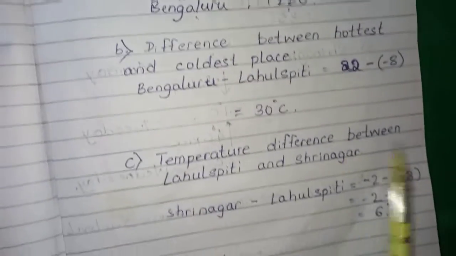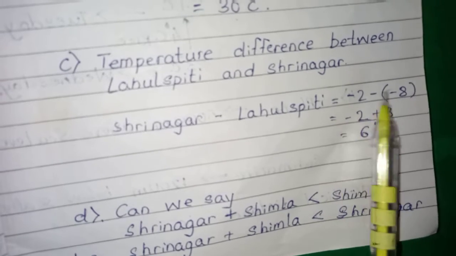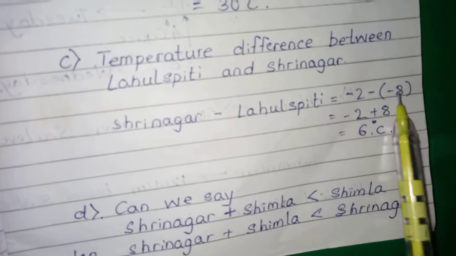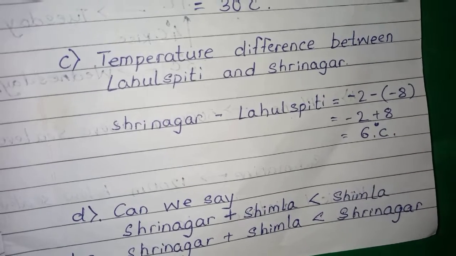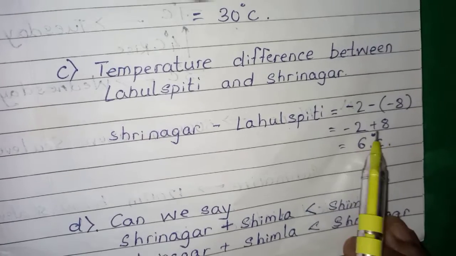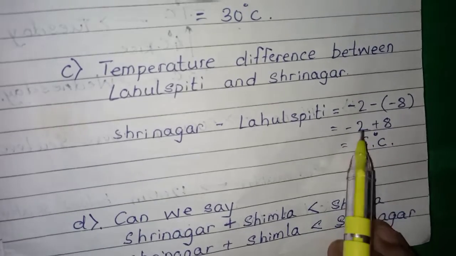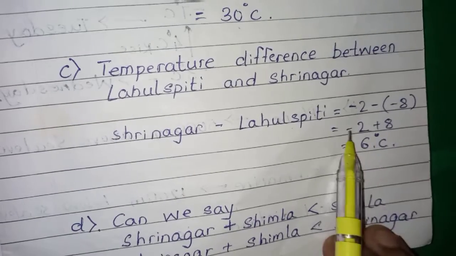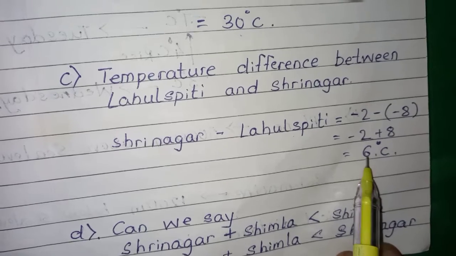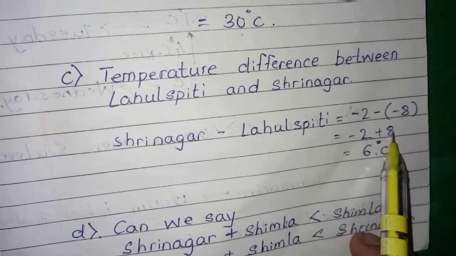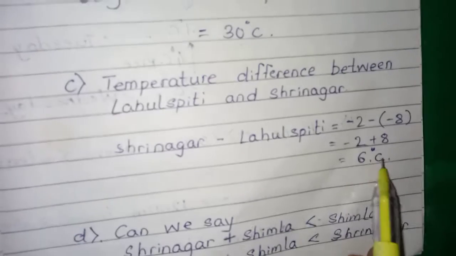Then the temperature difference between Lahul Spiti and Srinagar. Srinagar minus Lahul Spiti gives me minus 2 minus of minus 8 degrees. So minus of minus becomes plus 8, and minus 2 plus 8 is 6. What you have to note here is that one of the integers is positive and the other one is negative. When you have two integers of different sign, you subtract them and the answer should have the sign of the bigger number. The bigger number is positive, so it is 6 degrees centigrade.